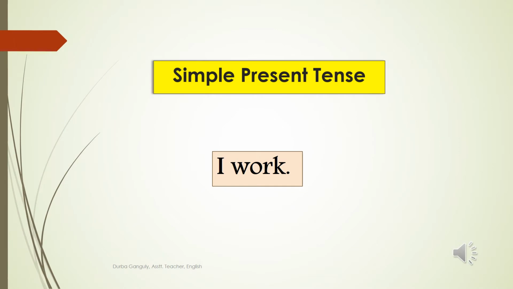Let's check with an example. Look at the sentence, I work. I work means I usually work. I regularly work. Yes. So this action is done regularly, so simple present tense is used. It doesn't say that this is a momentary work, that yes, I am working just now. No, this is not that. This is actually a regular action that I work. Yes. So this sense of regularity is why simple present tense is used.